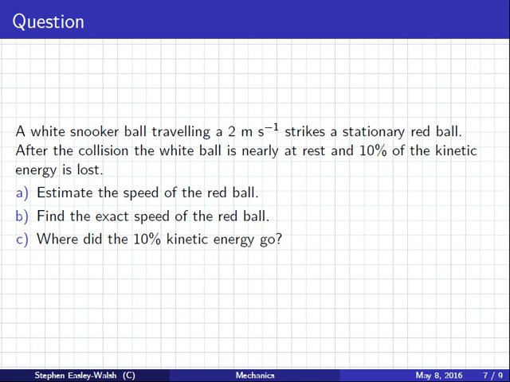To estimate, if you want to make your life easier, I said in the question the white ball is nearly at rest, so you can make it zero here. But in part B, I say exact, so that means you can't do that trick. Exact means a perfect answer. So for part A you can say it's zero, but for part B, don't. And then part C is just a short question. So try it. It is a little hard, but I think you can. Some of you can do it.